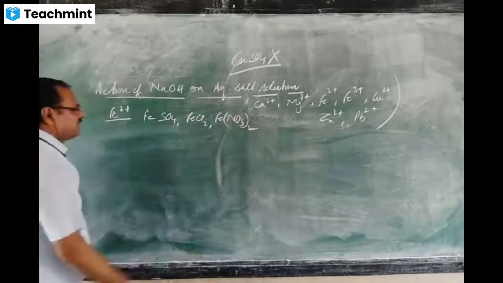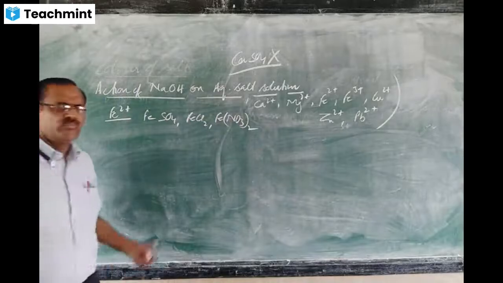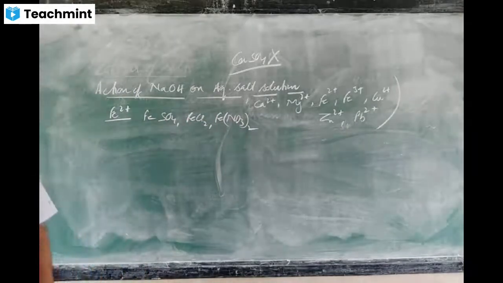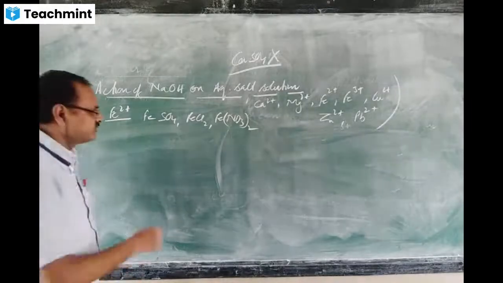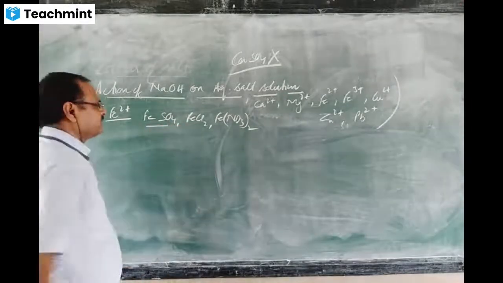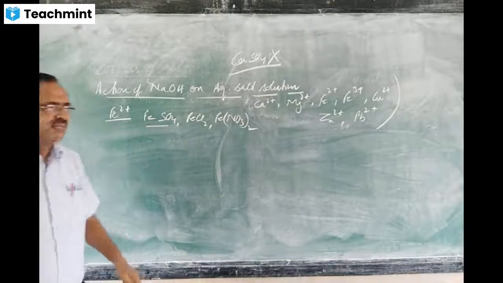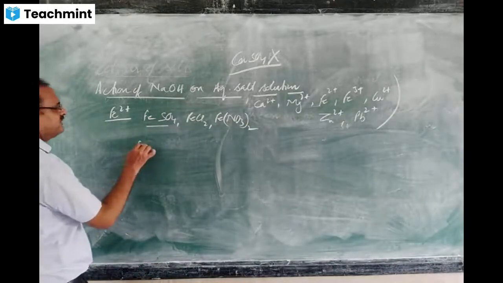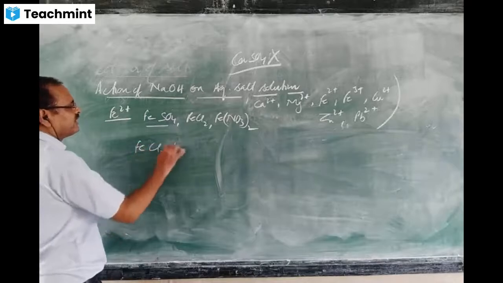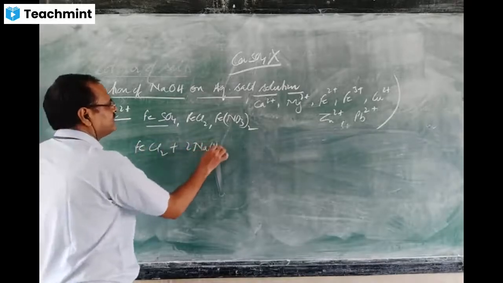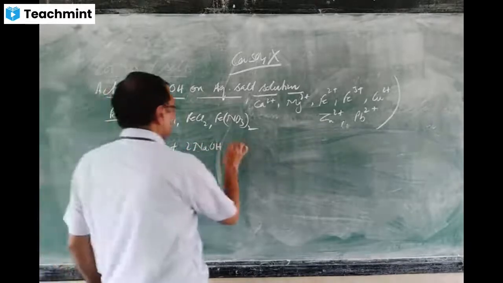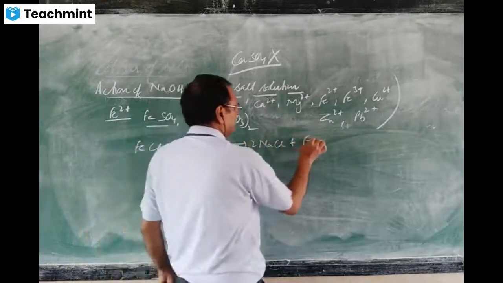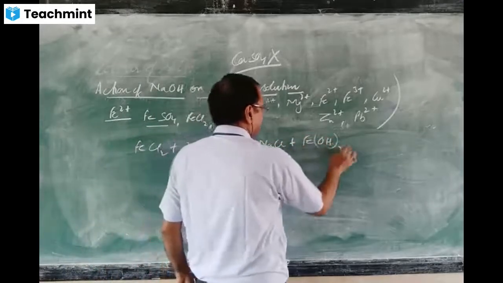Which one is given in the book? In your book ferrous sulfate is given. So I am going to leave ferrous sulfate here. We will take ferrous chloride. When sodium hydroxide is added to ferrous chloride solution, this will form sodium chloride and ferrous hydroxide.